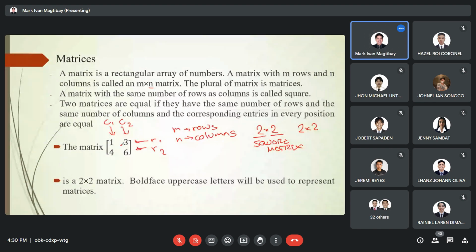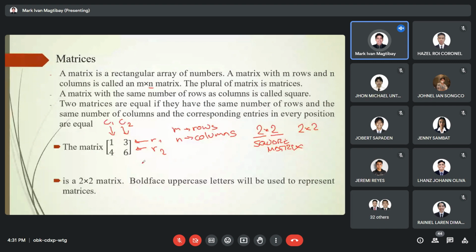Okay? And then, two matrices are equal if they had the same number of rows. Yun po. Paano po natin pwedeng i-evaluate na equal po yung ating matrix? Kapag equal daw po sila ng number of rows, pag equal daw po sila ng number of columns, and they had the same values po in every entry, in every position po natin.